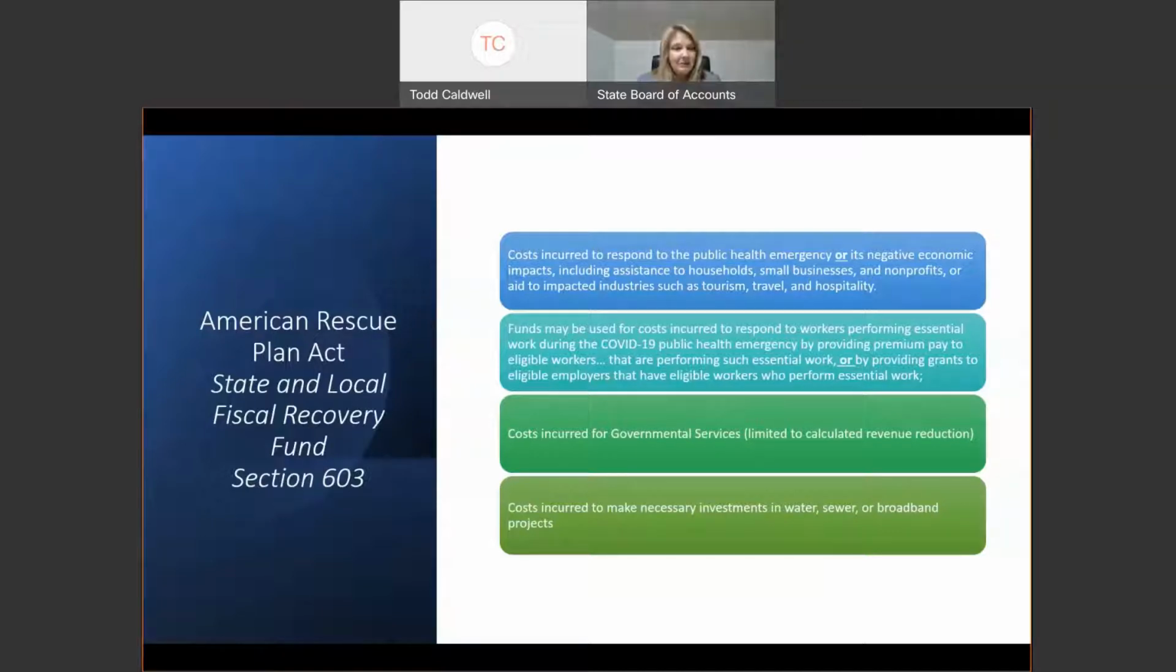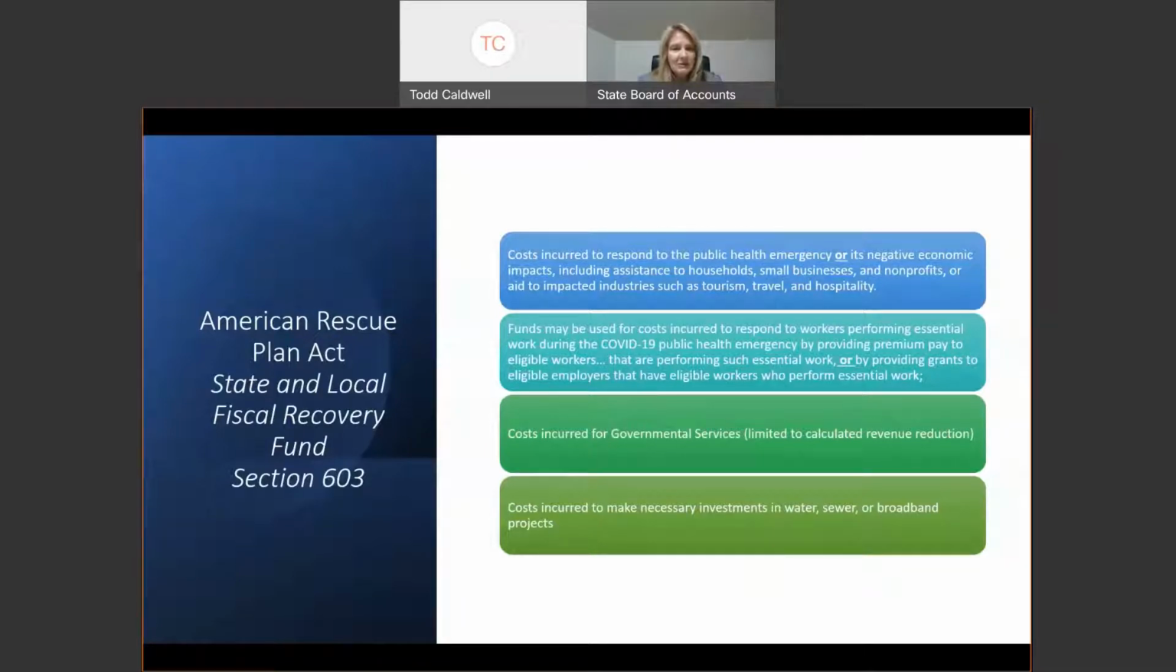So maybe this go around, some of this information will make more sense, or you might view it a little differently maybe than we did before. So with that being said, let's go ahead and get started, and we'll talk first about the four major categories or purposes of the ARPA money from the State and Local Fiscal Recovery Fund, Section 603. And you can see here on the slide, there are four main categories.